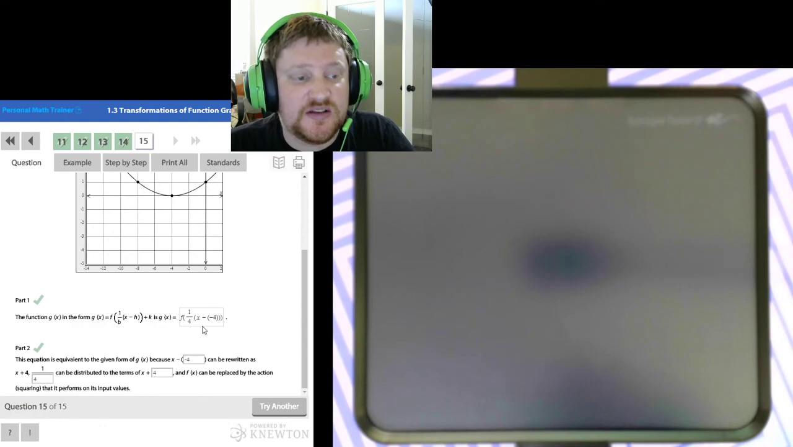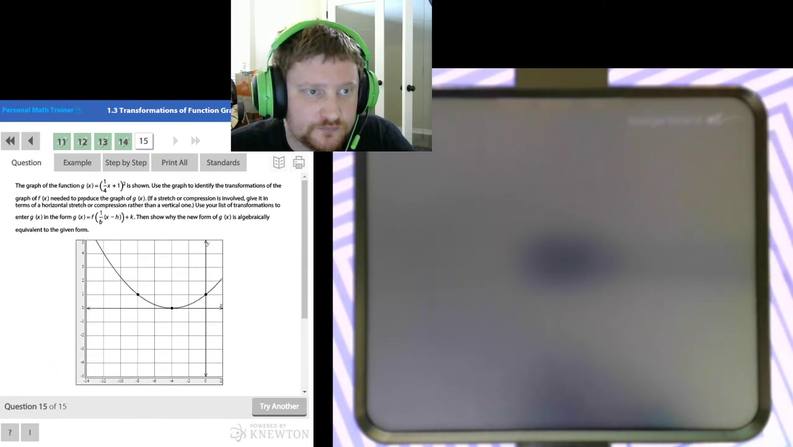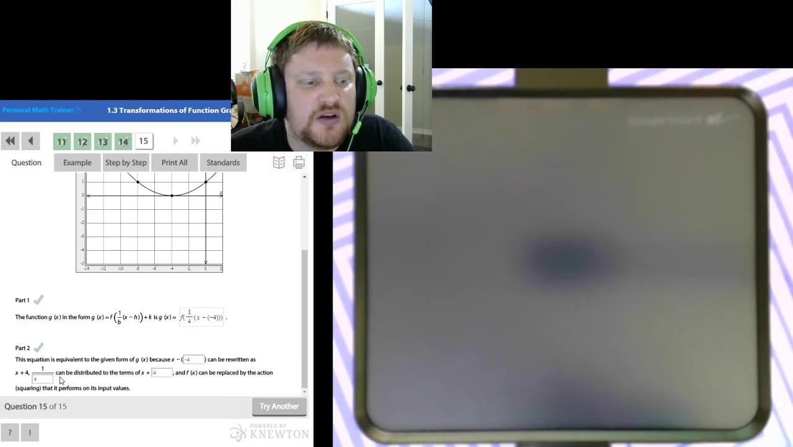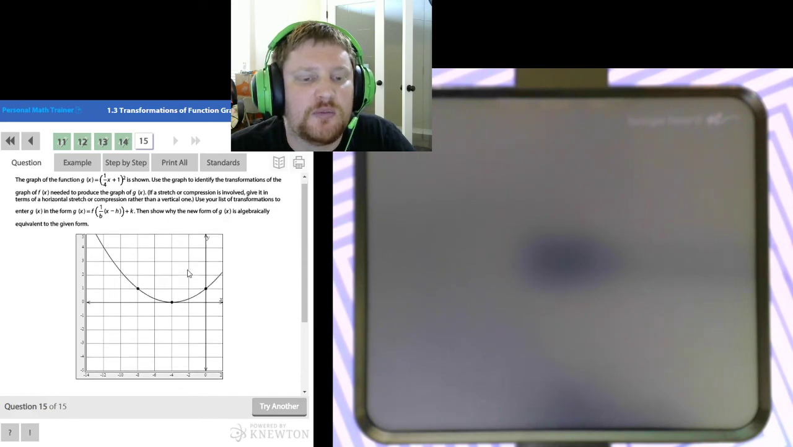They changed it to this. The equation is equivalent because x minus negative 4 can be rewritten as x plus 4, which is what they have here, except they have x plus 1 because they have distributed the 1/4 to the terms of x plus 4. And f of x can be replaced by the action squaring that it performs on its input values. So that's where that replacement is.